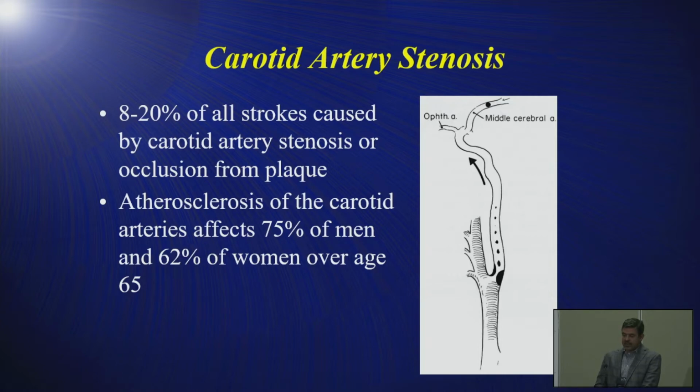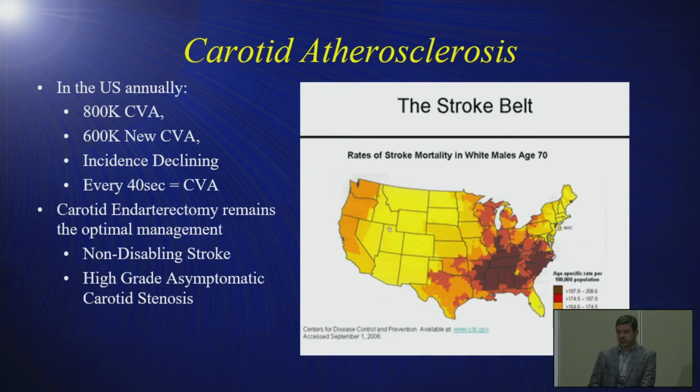And we know that as we age, atherosclerosis of the carotid artery affects about 75% of men and about 62% of women over age 65. So it becomes more and more common as we get older. As you can see here in the United States, there are about 800,000 CVAs a year, 600,000 are new CVAs. The incidence, fortunately, is declining, but that means there's about a CVA every 40 seconds or so.